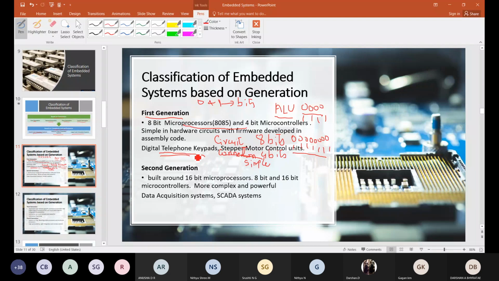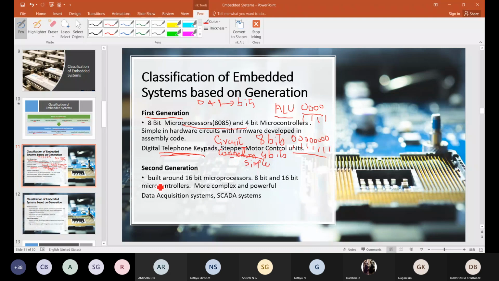Nowadays, all mobile phones come with soft keypads. Before that, the old mobiles, the lower versions of your mobile, you could physically feel and physically touch the keypads. That is the example for your first generation computer embedded system, as well as the stepper motor here.